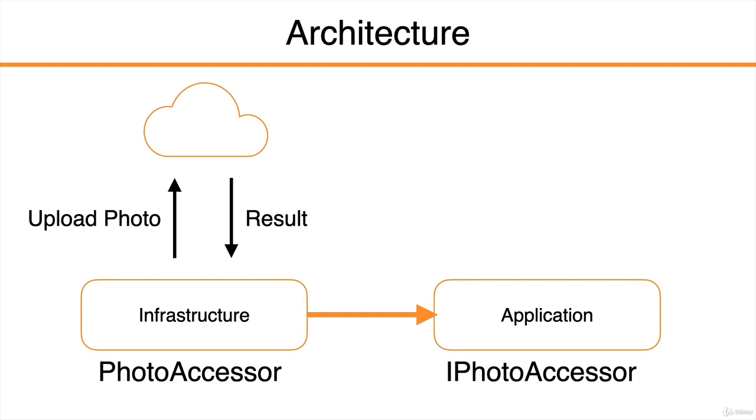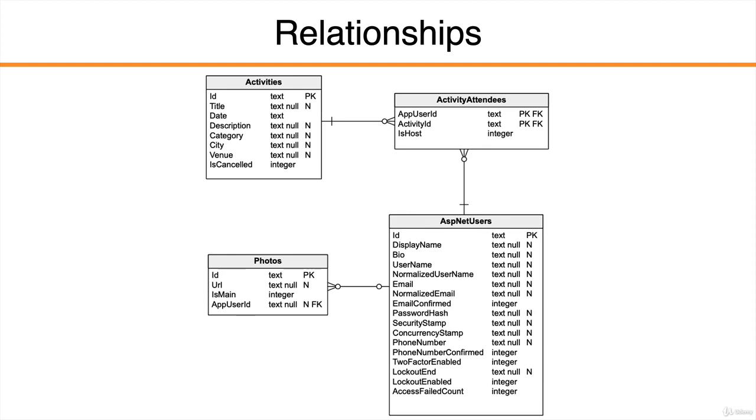Our photo upload will create a photo upload service that's going to be stored in our infrastructure project, and our application then doesn't need to care about any of the implementation details. All it needs to care about is saving the URL of the image and its ID into the database. So our users are going to have a collection of photos, and if we take a look at the relationships that we have and what we're about to have between our different tables that we care about in our database. So we've already got a relationship between our activities and our users via a join table, which is the activity attendees. What we're also going to have is a one-to-many relationship between our users and the photos. And this is what we're going to be creating in this section.